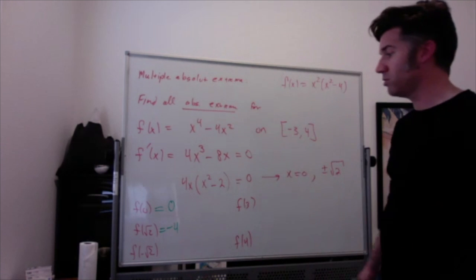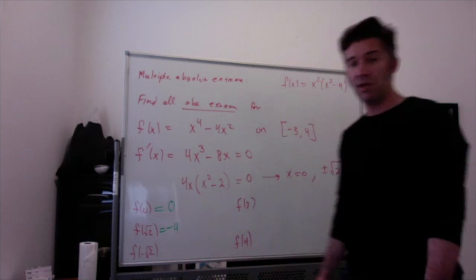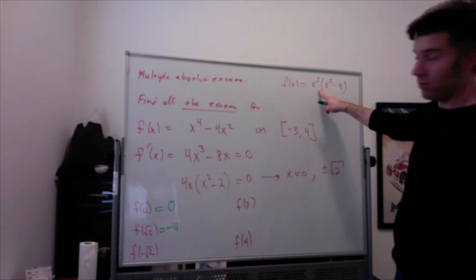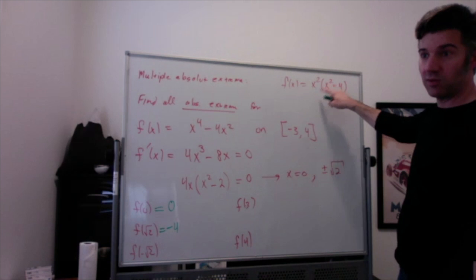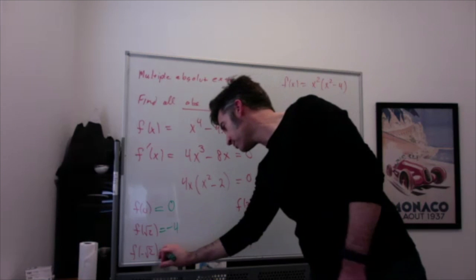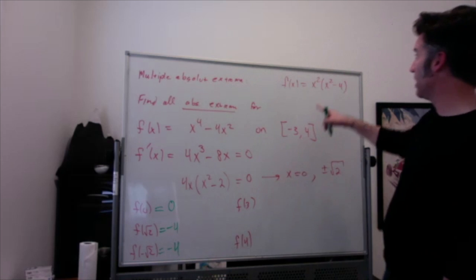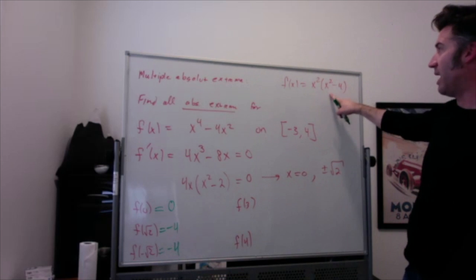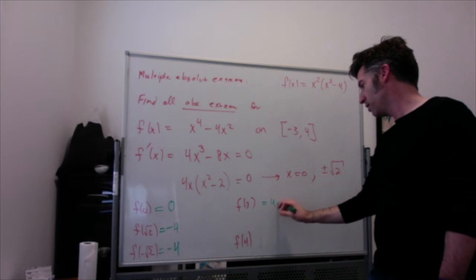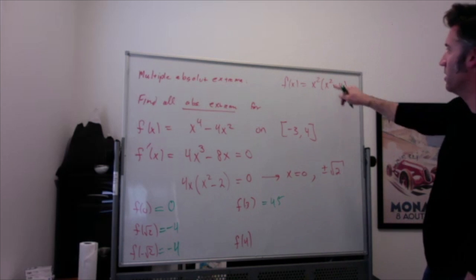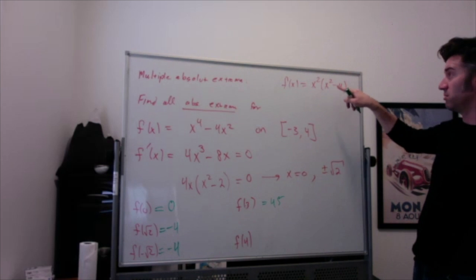And it's also the same for negative root 2. Negative root 2 squared is positive 2. 2 times -2 is -4. F of -3, if I plug in -3, I'm going to get 9 times 5, which is 45. If I plug in positive 4, I'm going to get 16 times 12, since 16 minus 4 is 12.